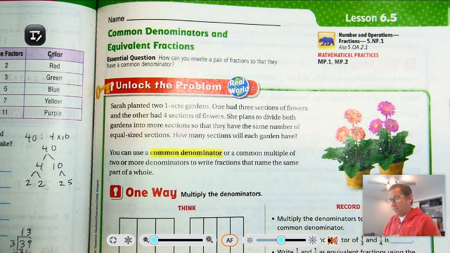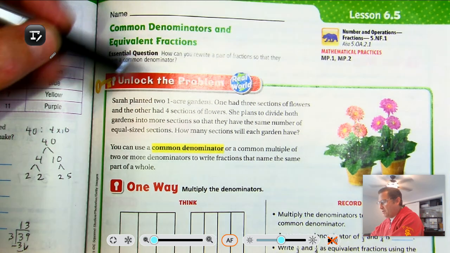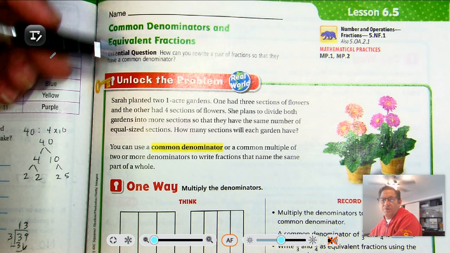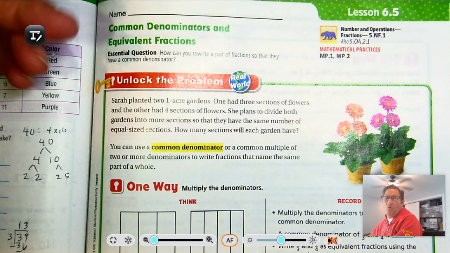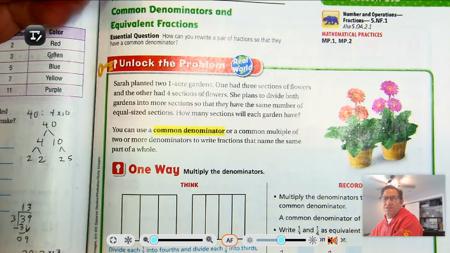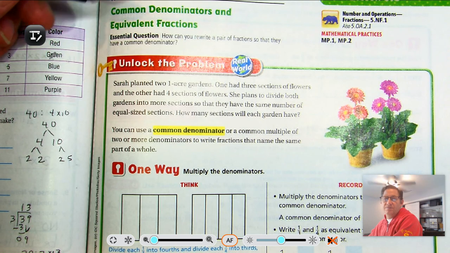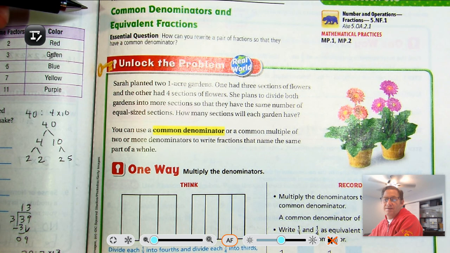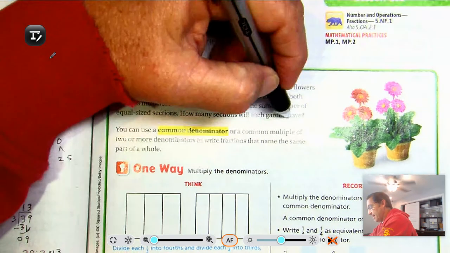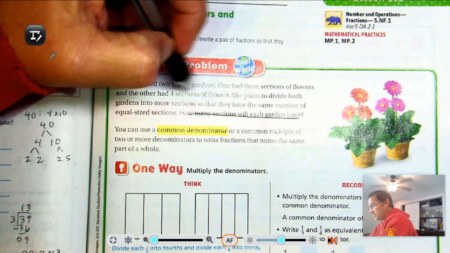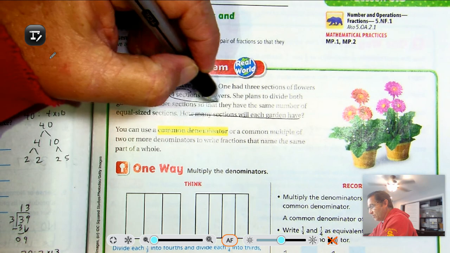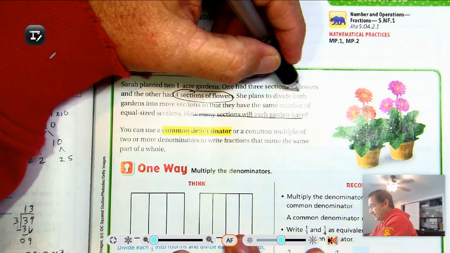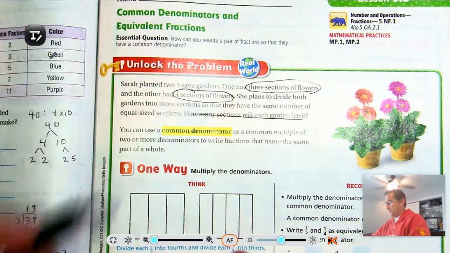So let's look at the Unlock the Problem. Sarah planted two 1-acre gardens. One had 3 sections of flowers, and the other had 4 sections of flowers. She plans to divide both gardens into more sections so that they have the same number of equal-sized sections. How many sections will each garden have? So, in other words, she has one section that's in fourths and one that is in thirds.